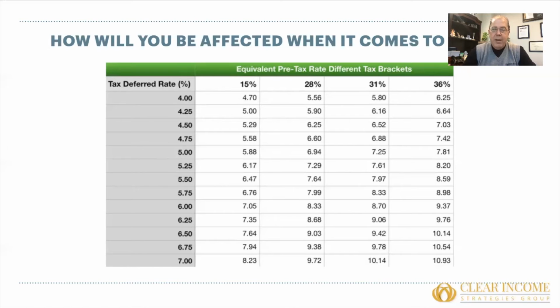If you've got a CD or a stock or something you have to pay taxes on, and you're in the 28% tax bracket, you need to make 6.94% to break even with the 5%.